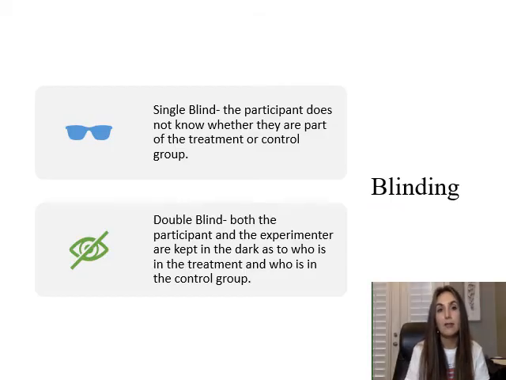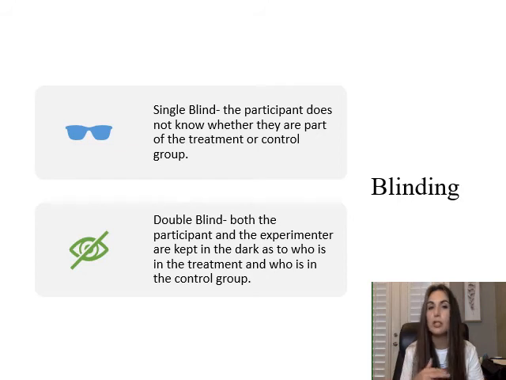Blinding can be really important in an experiment because it can help control bias. There are two types of blinding. There is single blinding, and that's when the participant does not know whether they are part of the treatment or control group, so they're just unsure of what group that they are in. And then there's double blind. That's where both the participant and the experimenter or researcher are kept in the dark as to who is in the treatment and who is in the control group.